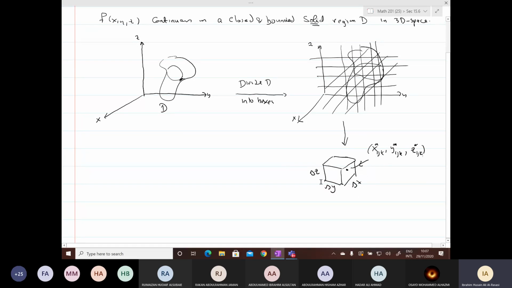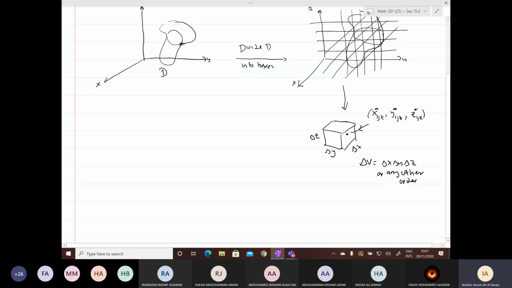This is a box. What is the volume of the box? Delta V. What is delta V? It is delta x times delta y times delta z, or any other order, like delta x, delta z, delta y. And this is delta V for the box.